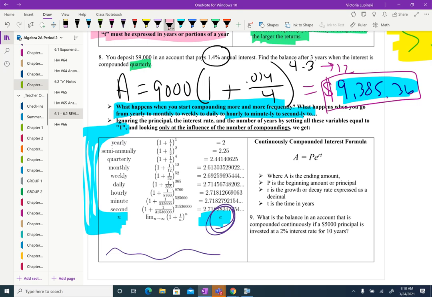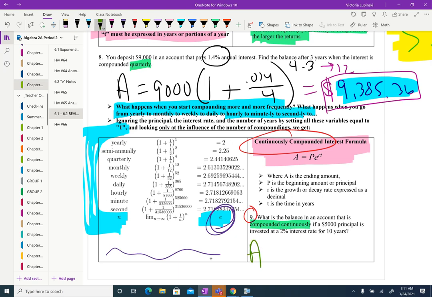But at the end of the day, all you have to really know is that it gives us a second compound interest formula that you're only allowed to use if you see the magic words compounded continuously. So if you see the words compounded continuously, you have to use that formula that looks like Pe^(rt). So in number 9, what's the balance if it is compounded continuously? Those are the magic words.